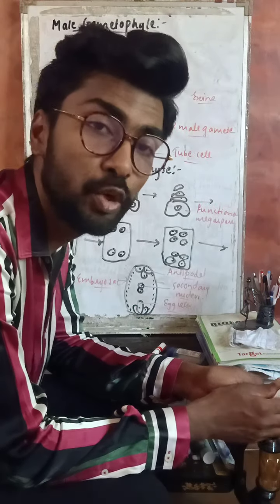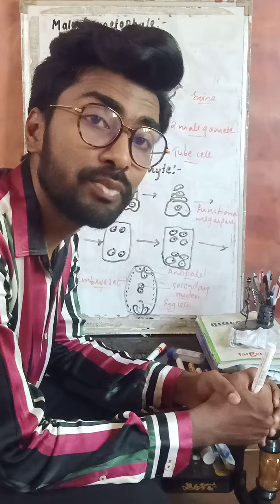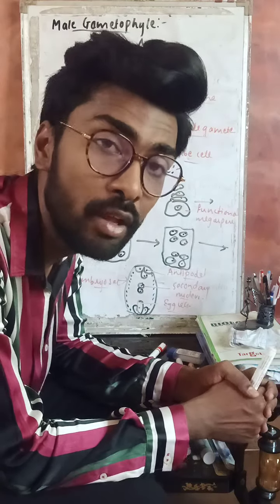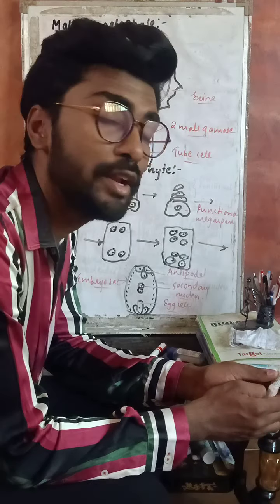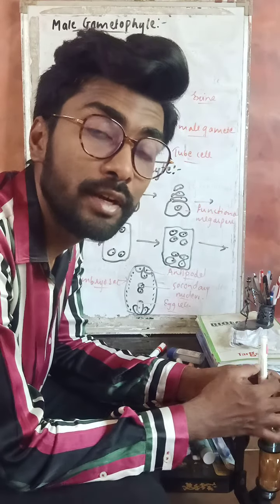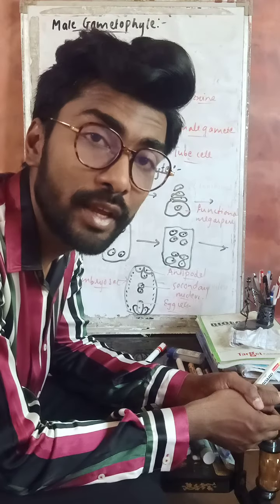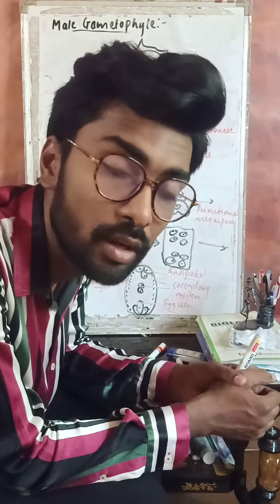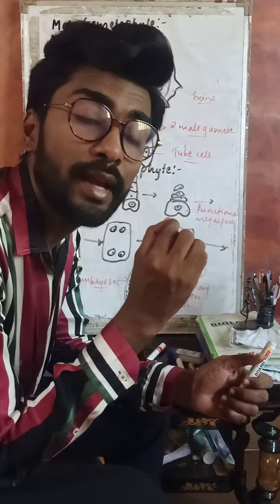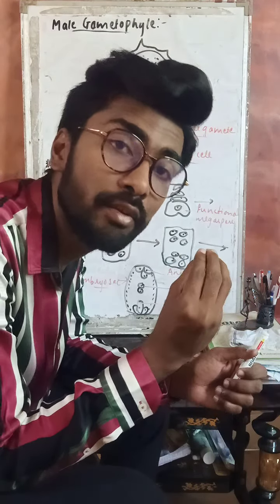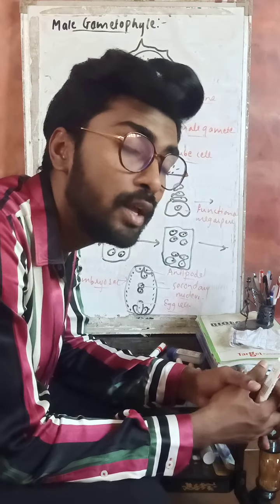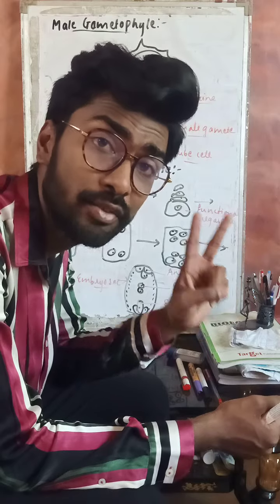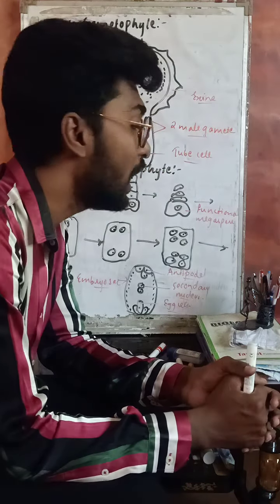The tube cell has a large nucleus, thick cytoplasm, and contains the reserved food and vacuole. Now, at maturity, the pollen grain is in a two cell stage structure during the dehiscence of the anther. So we all know what dehiscence is. Dehiscence is a process where the anther ruptures to release the pollen grain. So during the dehiscence of the anther, the pollen grain is usually in a two cell stage structure. Now, after pollination.